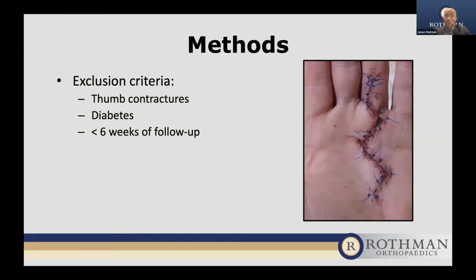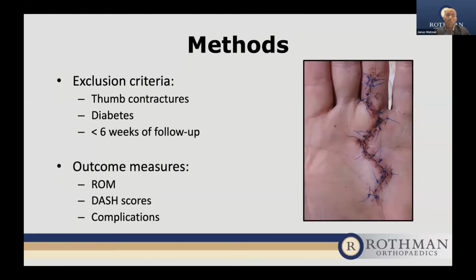We had some exclusion criteria. We excluded any thumb contractures because we felt they had different results. Patients with diabetes were excluded, as we thought that was a contraindication to giving the corticosteroid, so they didn't get any. And patients with less than 6 weeks of follow-up were also excluded. Our primary outcome measures were range of motion, DASH scores, and complications.